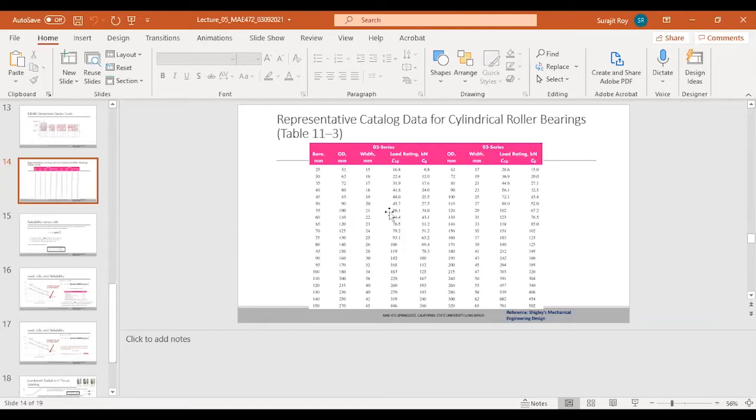Can you repeat that, Professor? I kind of lost you. Okay, so what I was saying is that as a designer, when I did all my calculations and found out that my requirement for C10 is 50 kilonewtons, I come back to this slide, which is showing a page of a manufacturer catalog, and I have to select a bearing. So which bearing would you select if your C10 requirement is 50 kilonewtons?